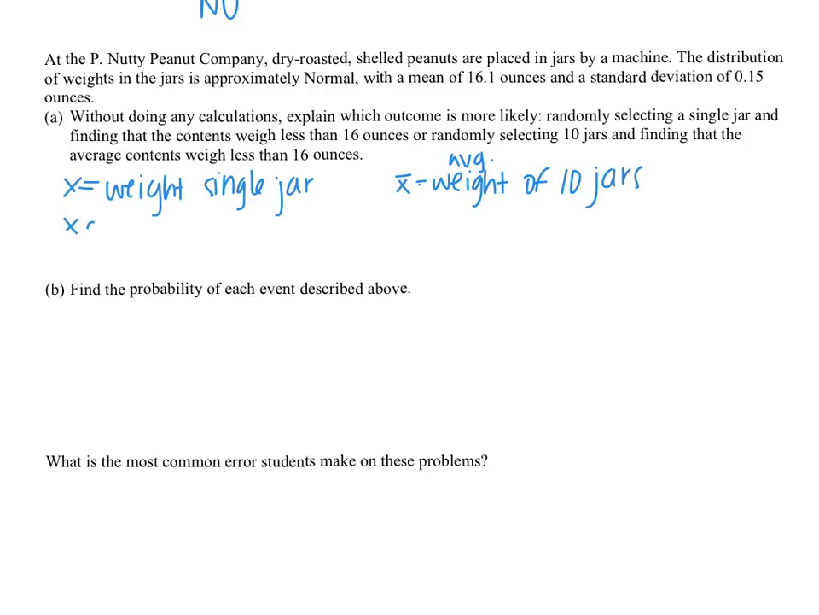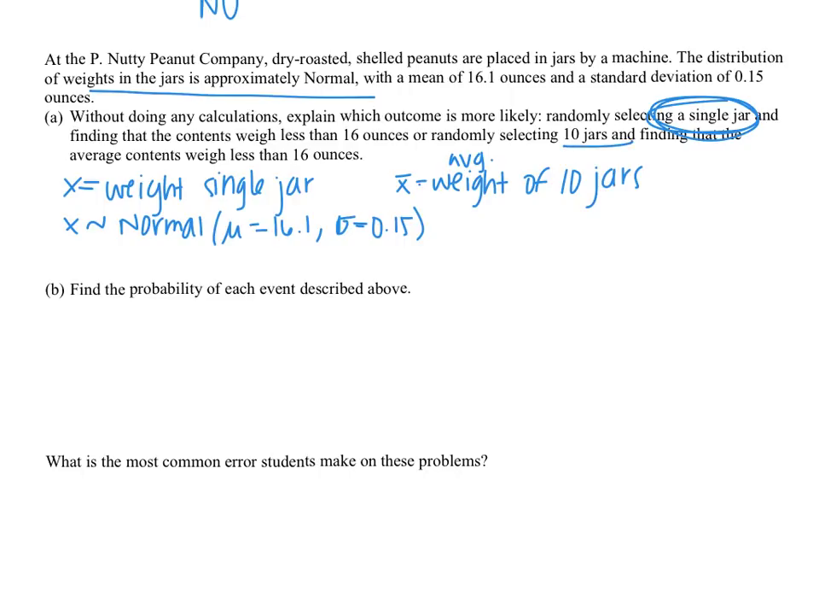Okay, X we already know from the problem is a normal distribution. Right, it says the distribution of weights in the jars is normal. We know that the mean is 16.1, standard deviation is 0.15. Okay, so what's going to be more likely? One jar less than 16 or an average less than 16? Well, it's certainly going to be a single jar.